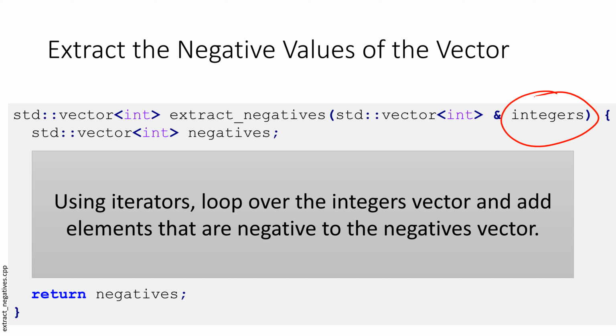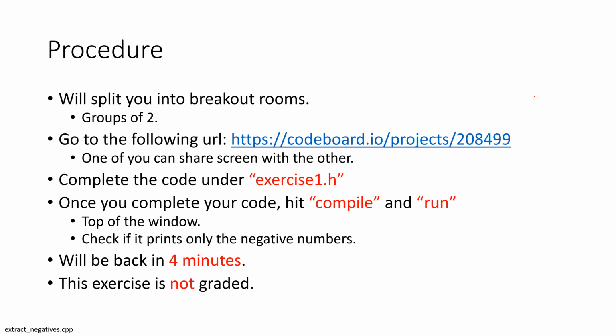And you could write this whole code with just indices, but I'm going to get you to write it with iterators instead, so you get a little practice with that. So go to the online IDE. It's the same one as last week, codeboard.io projects, but this project is 208499. So do it by yourself, do it with a partner at your table. I'll give you 4 minutes. Try to write the code in exercise.h. Compile it, run it, run a couple of test cases that we've written. You can tell whether or not it works. So take 4 minutes and take a shot at this just to gain some expertise in writing code with iterators.